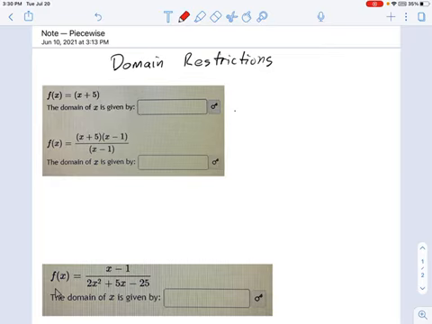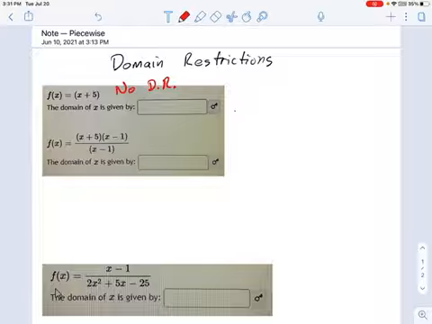Other types of equations, like radical equations, have other kinds of domain restrictions, like if you tried to square root a negative. But for now, in this rationals unit, all we're dealing with is the divide by zero. We don't want to do that. So if you take a look at this first equation, it's very simple. F equals x plus 5. Are we dividing by anything? There's no division happening. There's no x on the bottom of a fraction. And that means no domain restrictions.